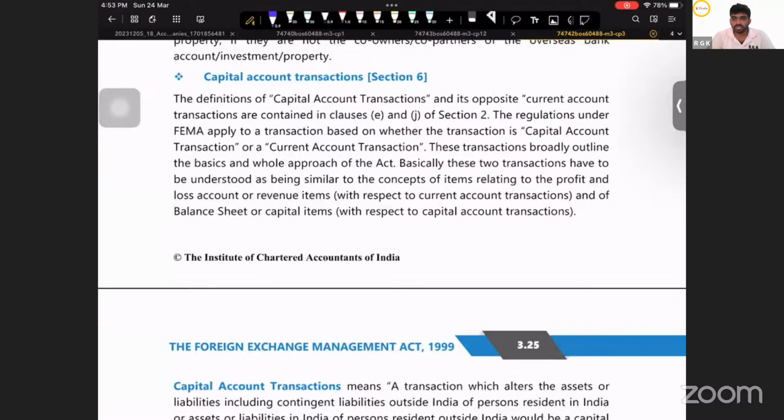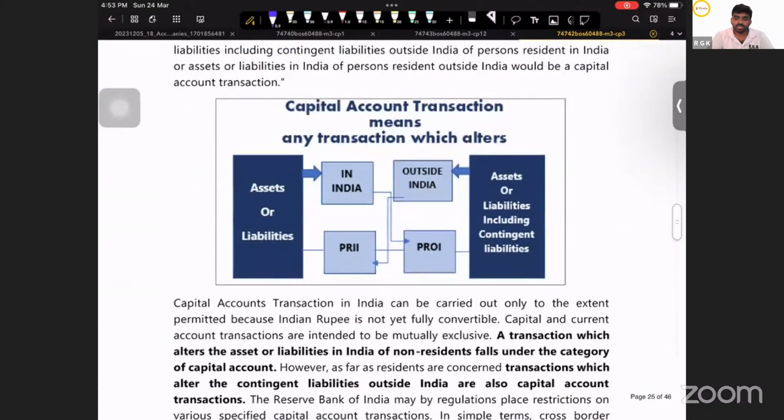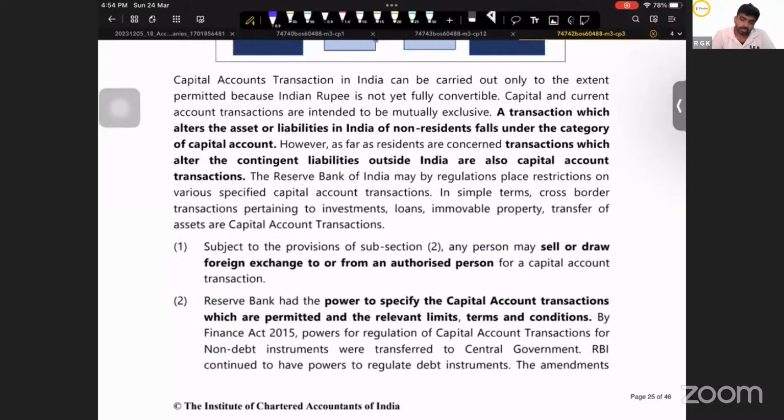The last part of the discussion that must be taken up here is capital account transactions. Capital account transactions are already defined in case of a person resident in India. If his assets or liabilities or contingent liabilities are going to alter outside India, it is called a capital account transaction. For a person resident outside India, if his assets or liabilities in India are getting altered, it is called a capital account transaction. So these are the things to be kept in mind with respect to capital account transactions.